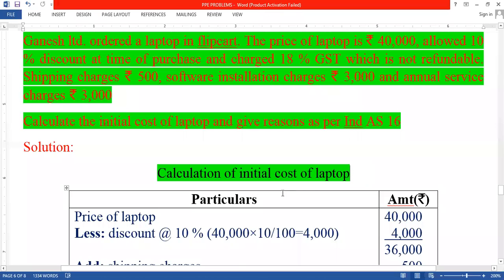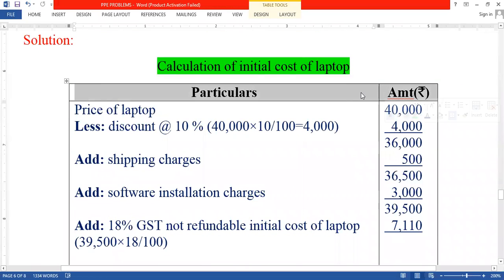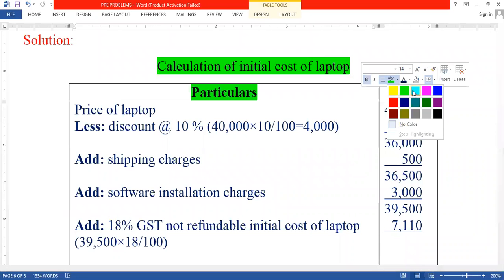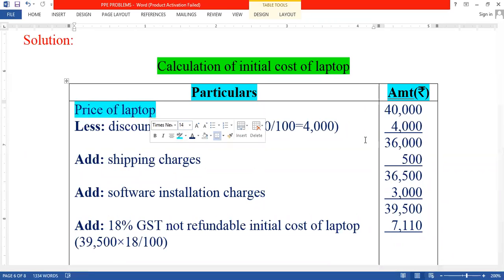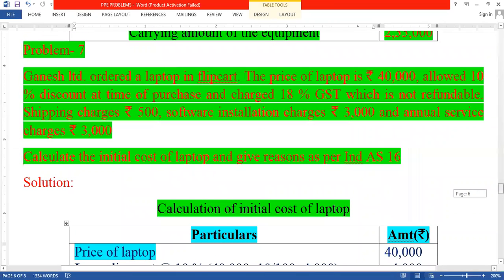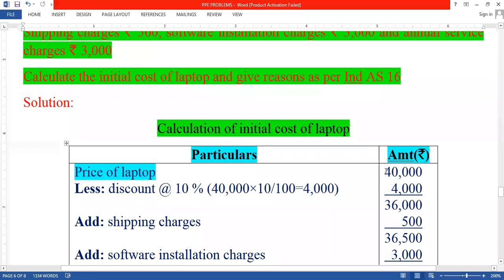You should put the heading calculation of initial cost of the laptop. Open the statement with two columns: Particulars and Amount rupees. After this, the price of the asset. The asset here is the laptop. What is the price of the asset here? The price of the asset is 40,000. So you should write down the 40,000.